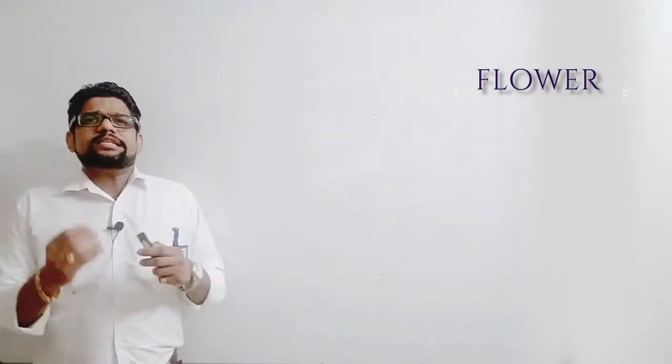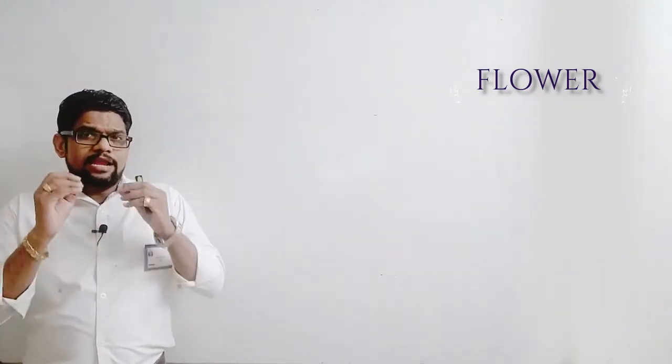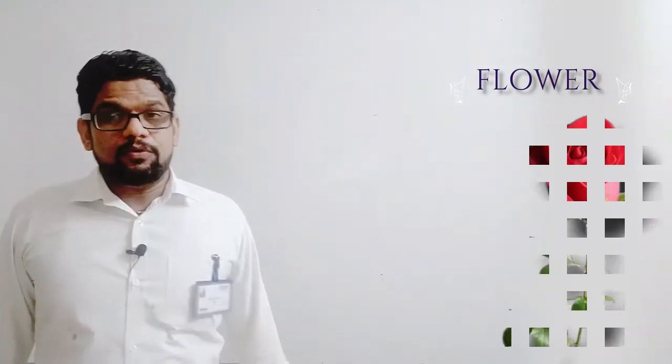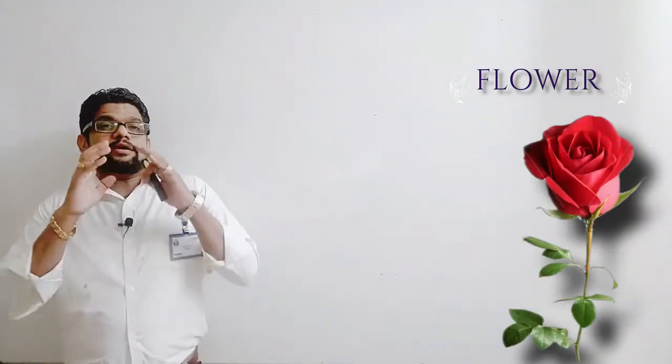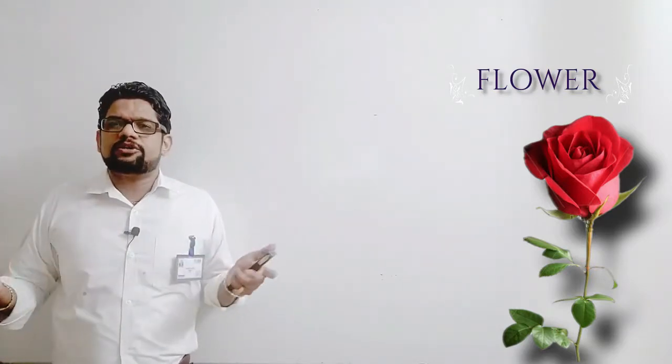Flower is defined as a highly condensed and modified reproductive shoot. Flower is a modified shoot. The flower is a highly condensed, modified reproductive shoot. Why did I say highly condensed? Actually, the characteristic features of stem. We said modified shoot. What are the characteristic features of stem?